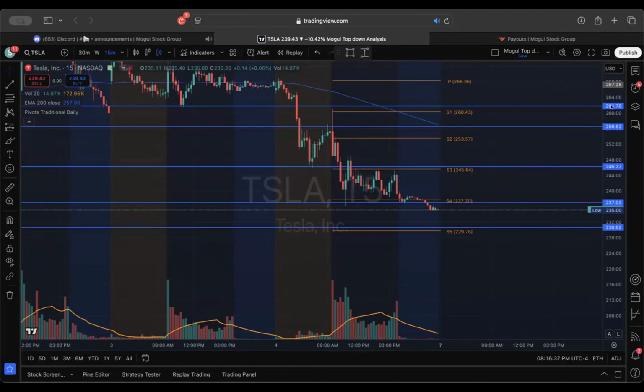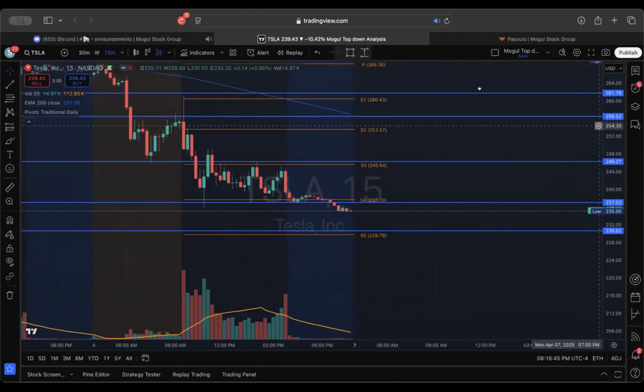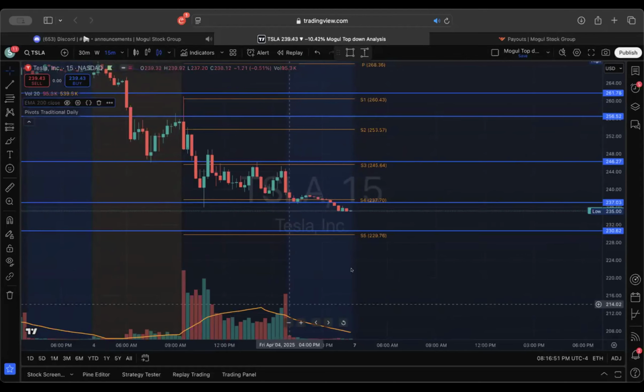Tesla's below 237.70. What's our price target for Tesla for this week? This number right here, 229. Thank you. Okay, guys, any more questions about any of this top-down analysis or your pivot points?